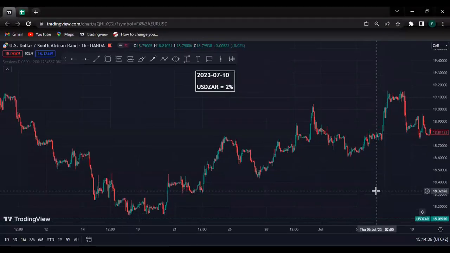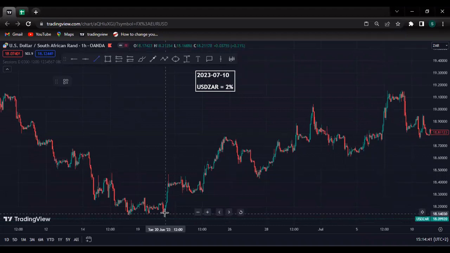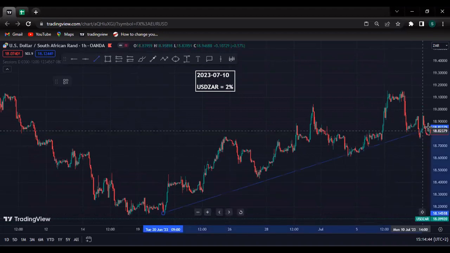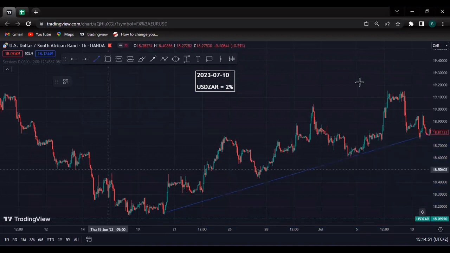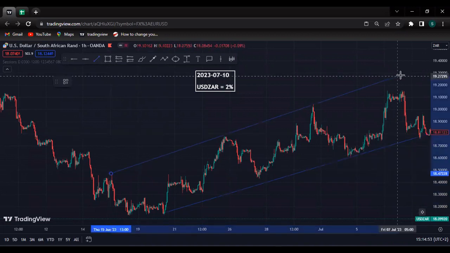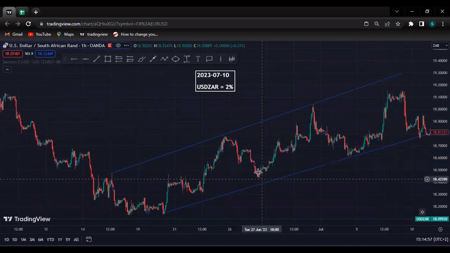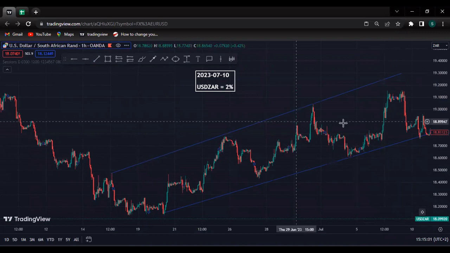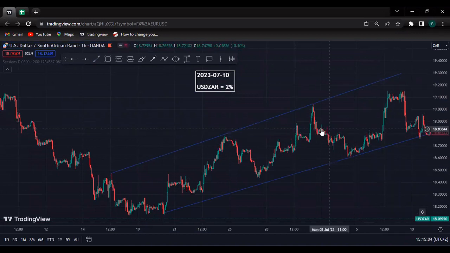Okay, so right now, I'm going to show you how I was able to get this trade. The first thing I spotted was this uptrend right here. Once I was able to capture that, I was like, okay, I can see price is pushing up, so I would like to also go up with the trend. The trend is your friend.